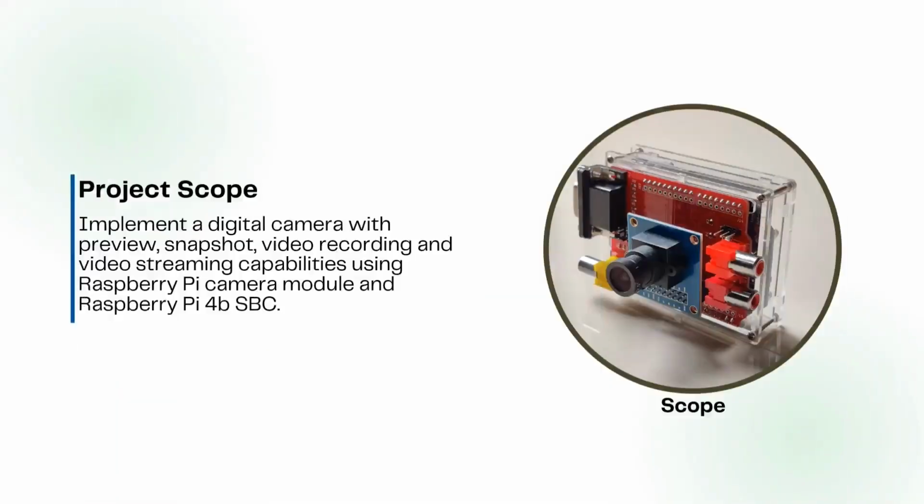Scope. The scope of the project is defined as follows. Interface the standard version of Raspberry Pi camera module to Raspberry Pi 4 SBC, and develop the source code and schematic for implementing a digital camera with preview, snapshot, video recording, and video streaming capabilities.